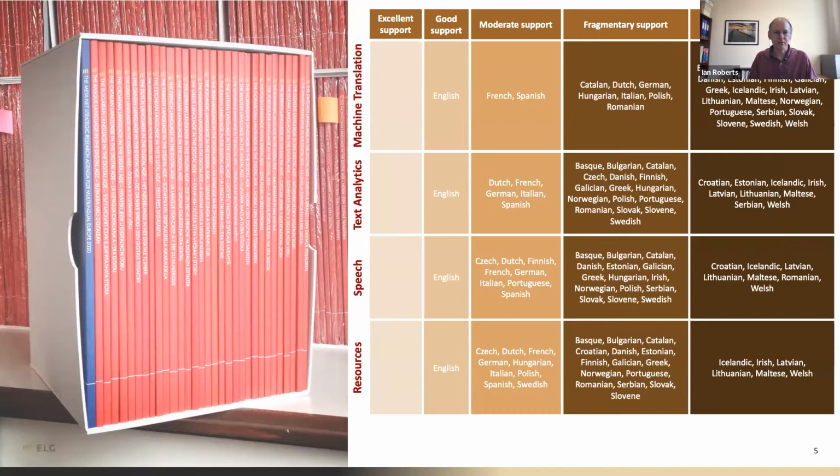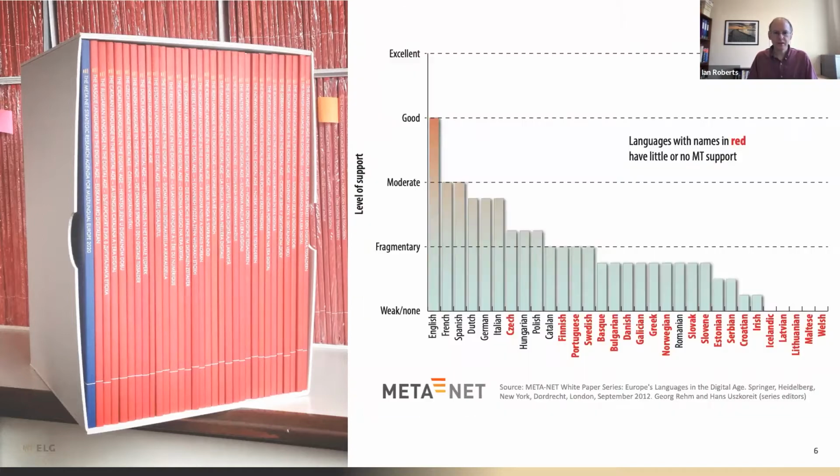There are some other languages, French, Spanish, German, Italian, those particularly that had reasonable support across the different areas of language technology. But for the majority of languages, support was somewhere between fragmentary and non-existent. And this is the graph. Obviously, you can imagine that English has had good support. There's those few languages that had reasonable support, and then a long tail of languages for which the support was very, very much fragmentary.